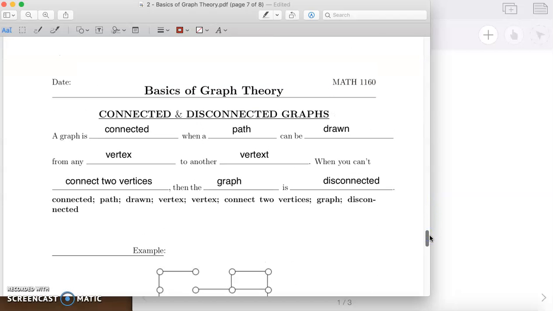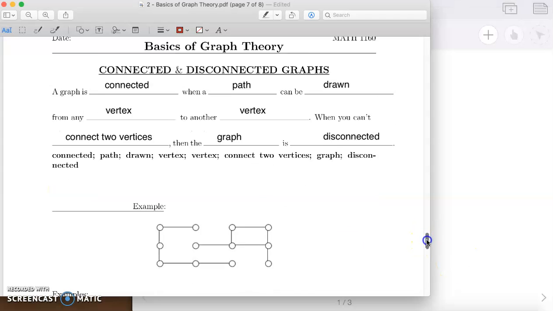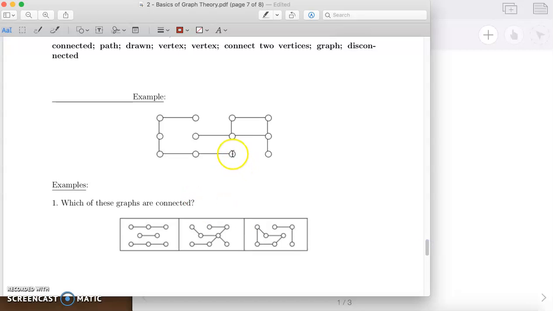All right, now connected and disconnected graphs. A graph is connected when a path can be drawn from any vertex to another vertex. When you can't connect two vertices, then the graph is disconnected. So here's an example of a disconnected graph. See, I could not draw from this vertex to this vertex because there's nothing connecting these two. It would be considered a disconnected graph.